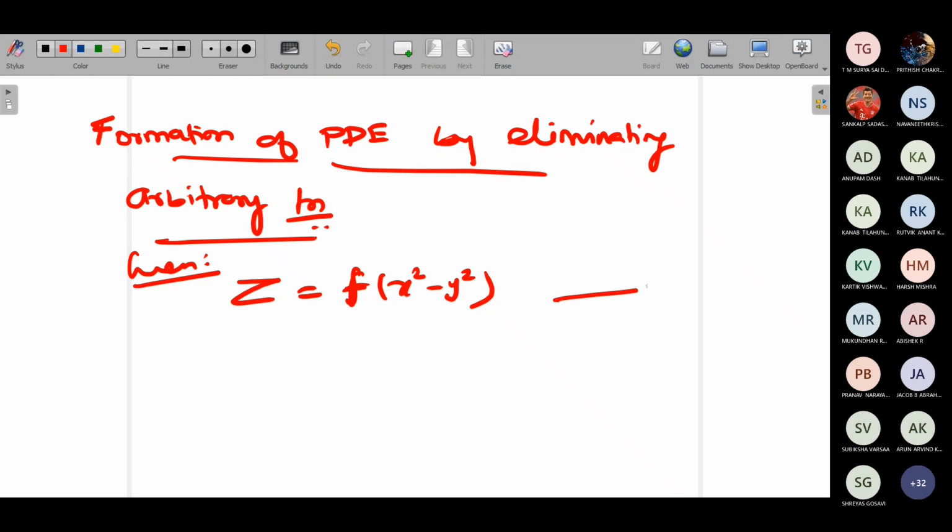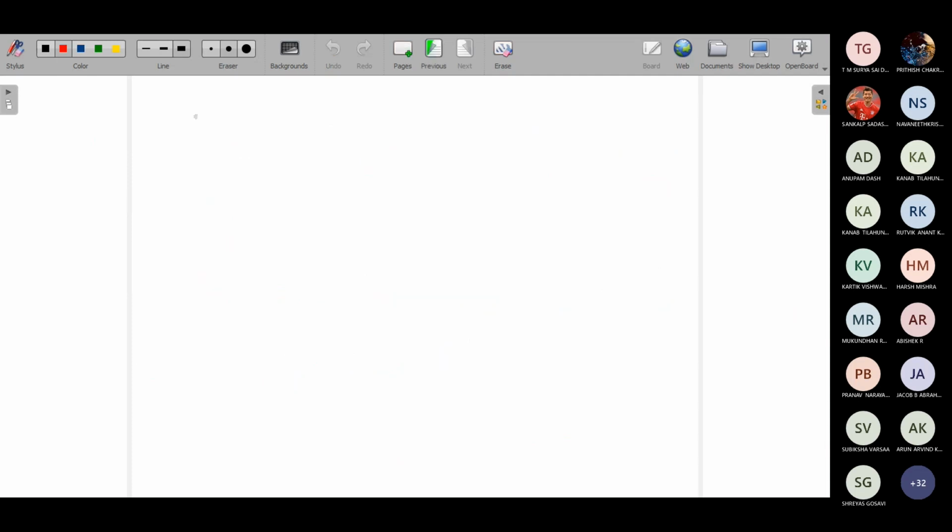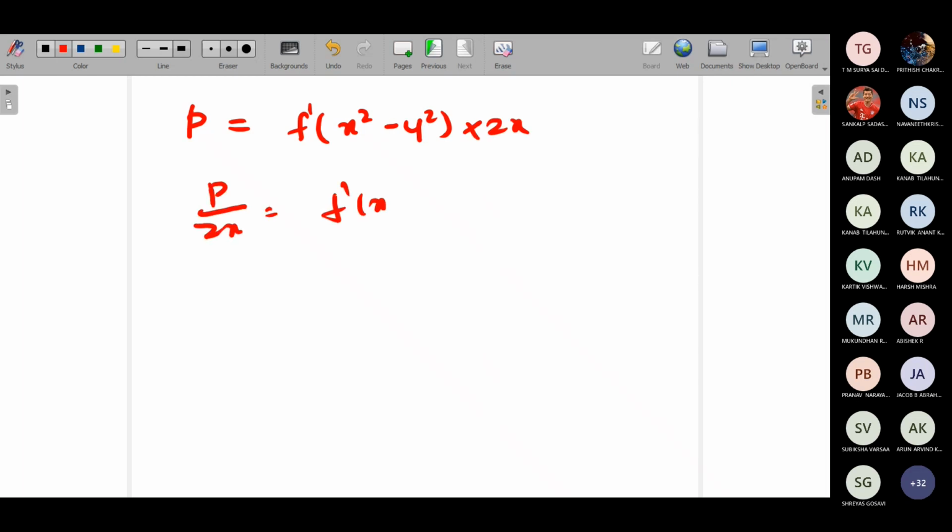Take this as equation number 1. Differentiate 1 partially with respect to x. When you differentiate this, you'll get dou z by dou x equals f dash of x square minus y square into the differentiation of the inside term, which is 2x. From this you can write dou z by dou x, you know the notation is p. So p will be equal to f dash of x square minus y square into 2x. So p by 2x equals f dash of x square minus y square. Take this as equation number 2.